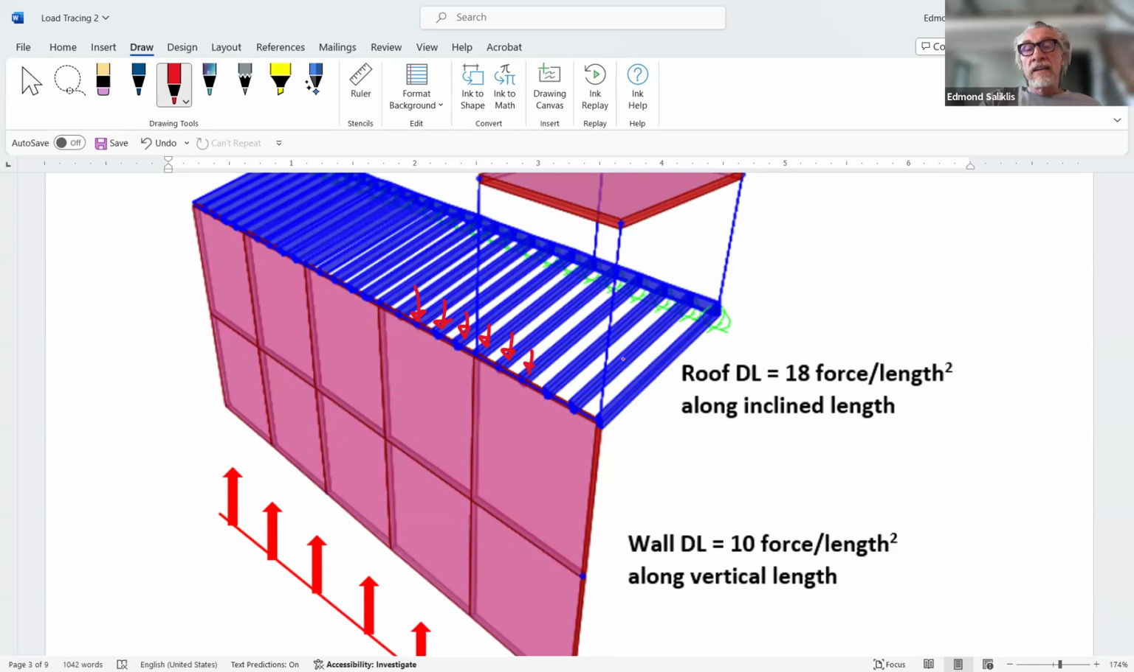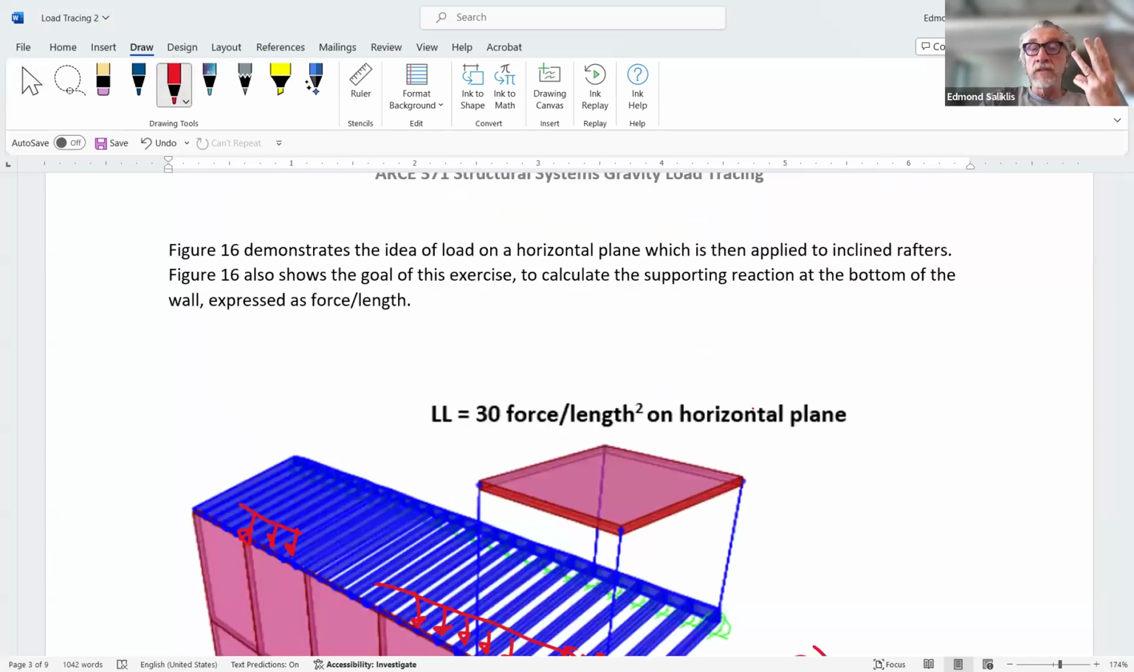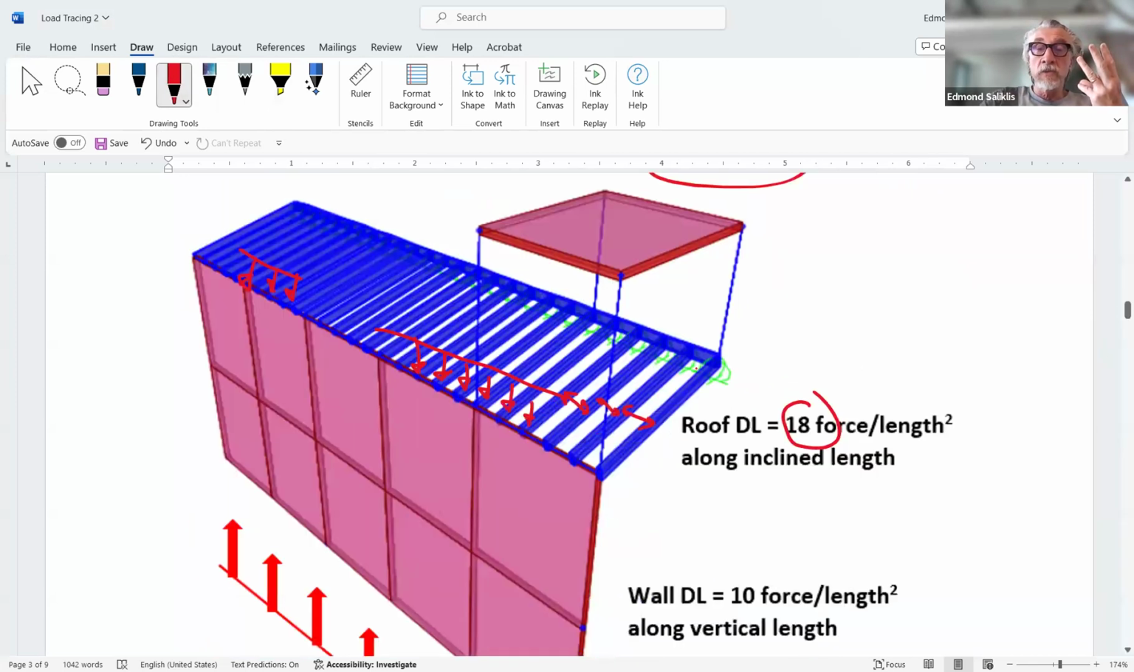Now, the rafters have a spacing, of course, but it's just a number, and I'll talk about why we need that number. It's usually very tight spacing. And although we have a series of point loads, we pretend that it's actually a uniformly distributed load. And that's a very reasonable assumption. So again, these numbers are not European numbers. They're United States numbers, but there's really three numbers. The first is on the horizontal plane. The second is on the inclined plane. So what does that mean?